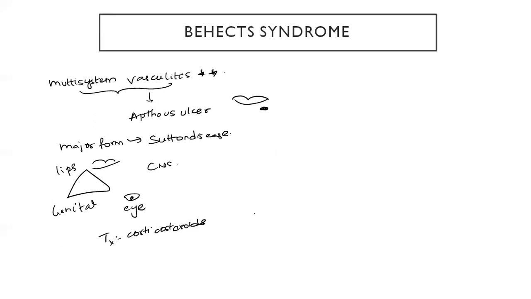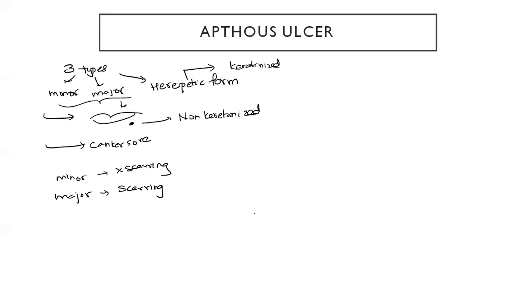Behcet's syndrome is nothing but aphthous ulcers caused due to multi-system vasculitis. The major form is also known as Sutton's disease. It's very important. It can be seen in lips, genitals, eyes, and sometimes affects the CNS. Also, treatment is corticosteroids.